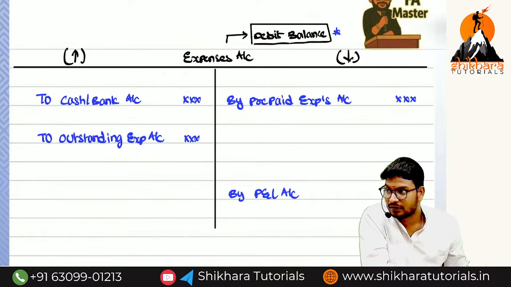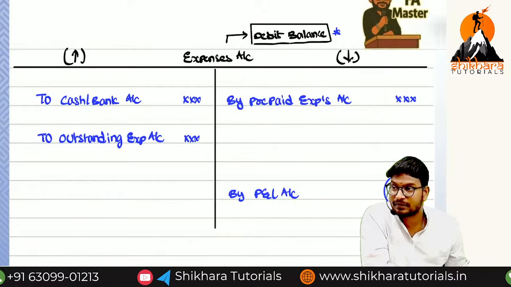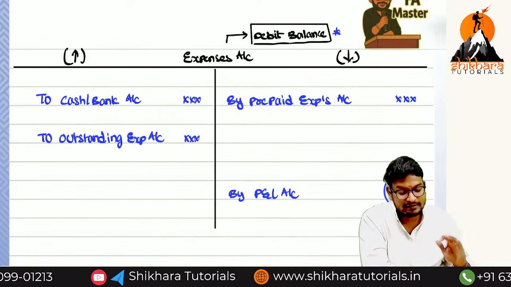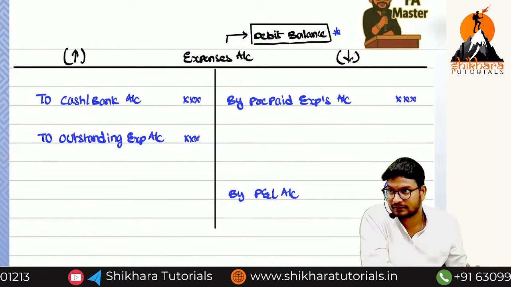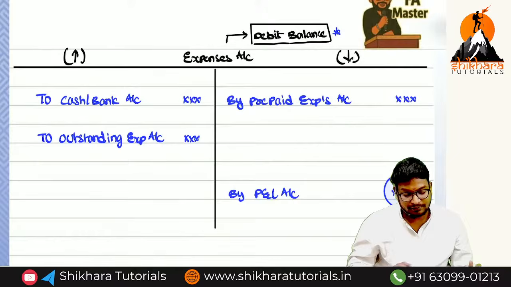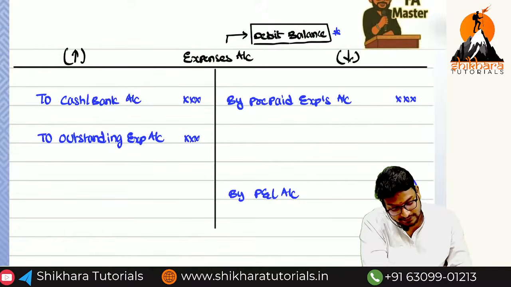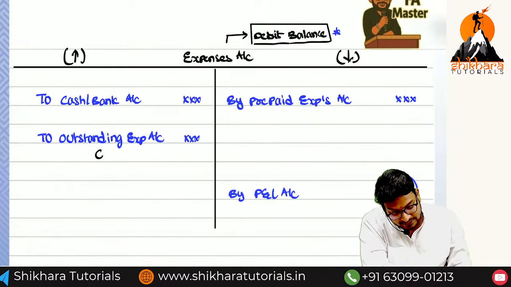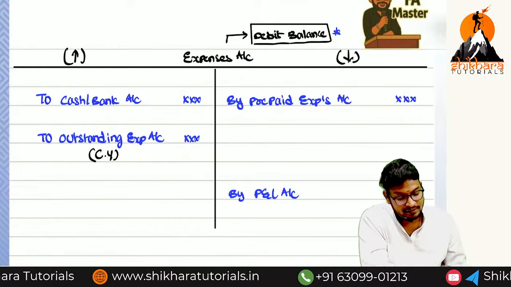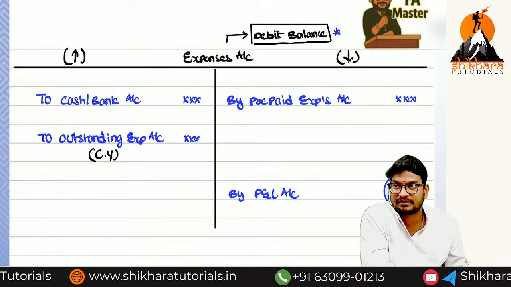This outstanding expense belongs to the current year. All the things have happened in the current year, right? They did not give any previous year information, yes or no? So we can understand that this outstanding expenditure is related to the current year. So what is the meaning of prepaid expenses?